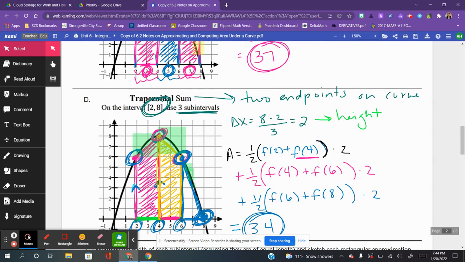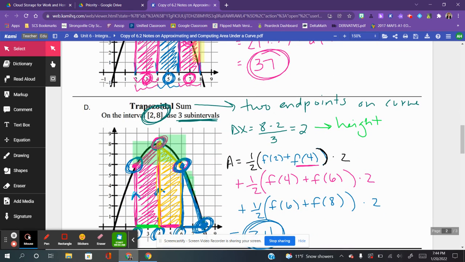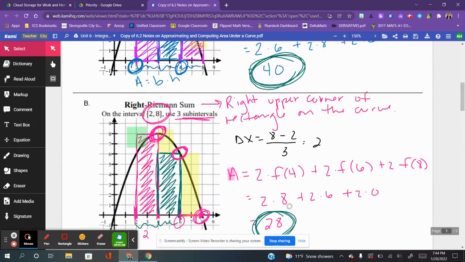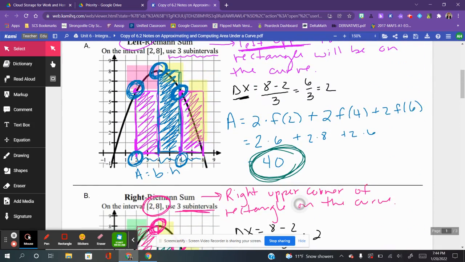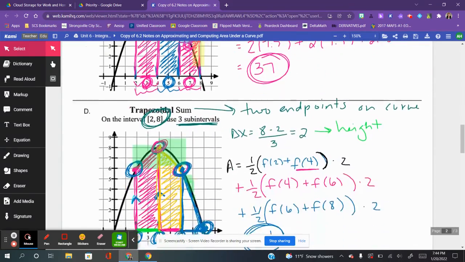When finding the area, midpoint Riemann sum might be the most accurate way of calculating the area. Trapezoidal sum is also a very accurate way of calculating area, versus a left or a right, which kind of leaves me wondering how close I really am to my approximation.